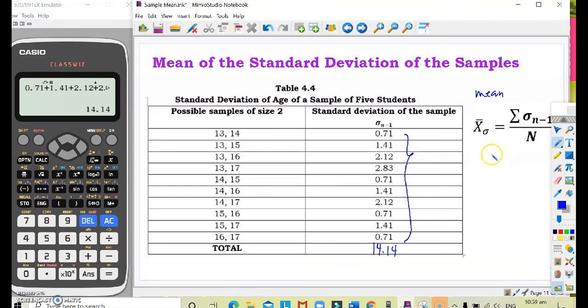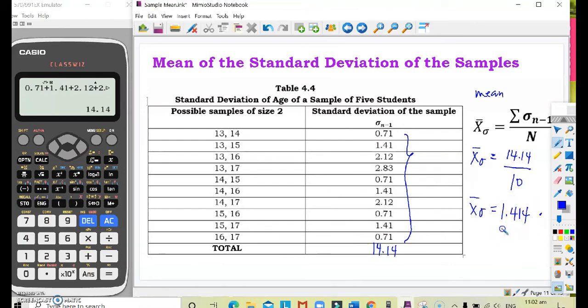Okay, so to get the mean of the standard deviation of the samples, we need to get the summation. We already have the sum of the standard deviations of every sample, that's 14.14, divided by how many? Divided by 10, because there are 10 items or 10 samples here. So the answer is 1.414.